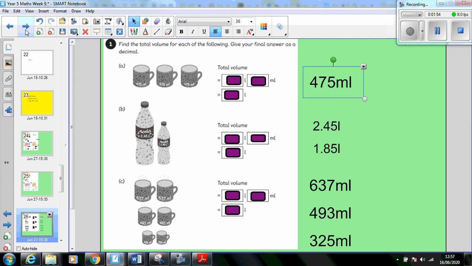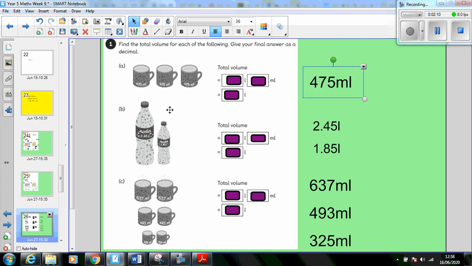Another set that were quite tricky to read, sorry. So these mugs contain 475 millilitres. What would the total of all 3 be? Can you give your answer in litres and millilitres and in litres? That'd be a decimal number.